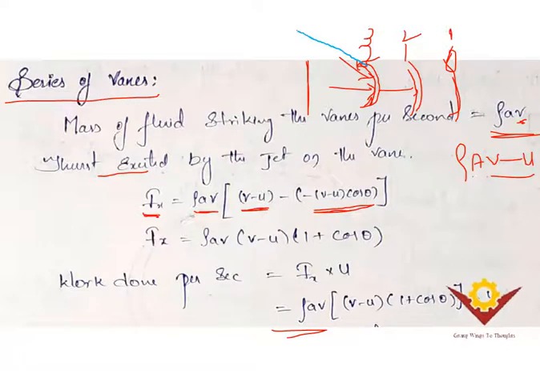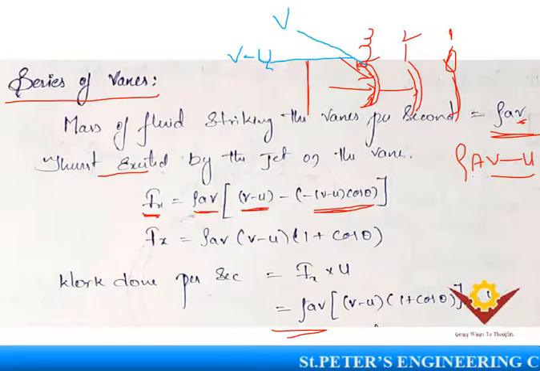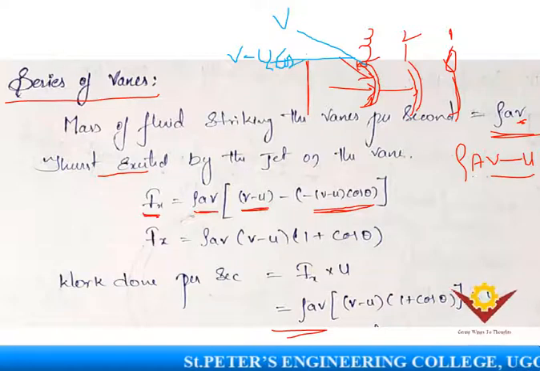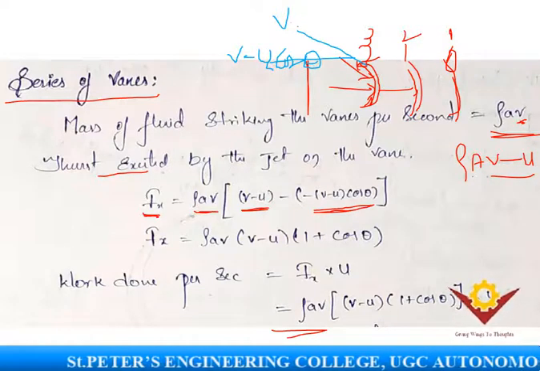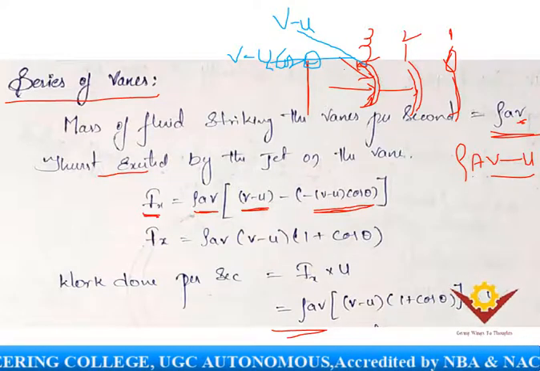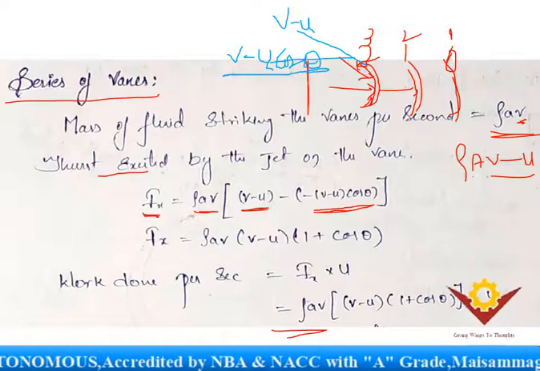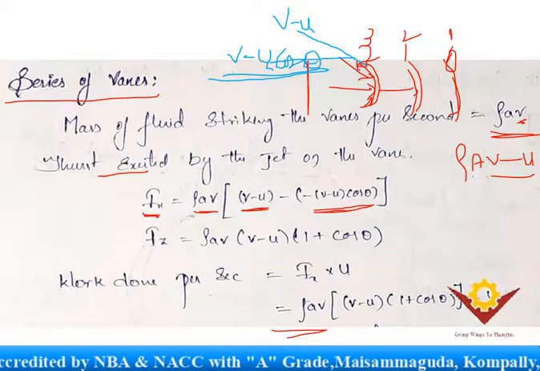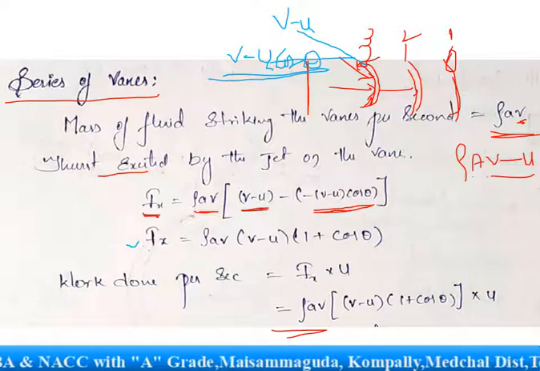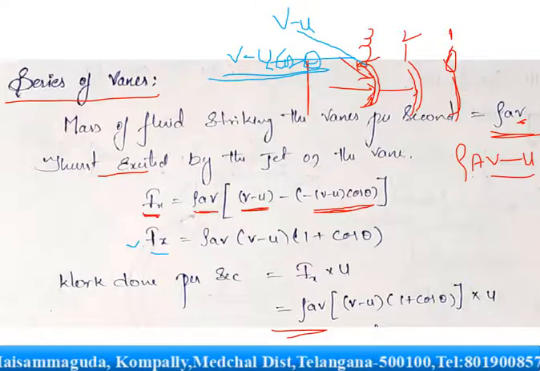You're going to get the velocity over here, which is like V, but in the x direction, what you're going to get is V minus U cos theta. Clear? Sorry, here it is like V minus U. Clear? This is your exit velocity, and exit velocity in the x direction. Clear? And finally, if you simplify this, what you're going to get is Fx equals rho A V (V minus U) into (1 plus cos theta).